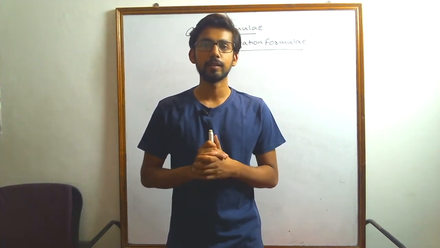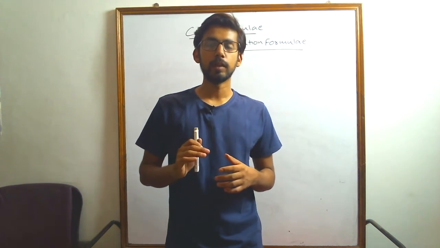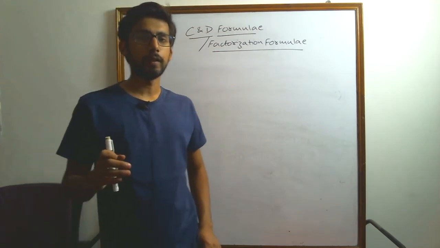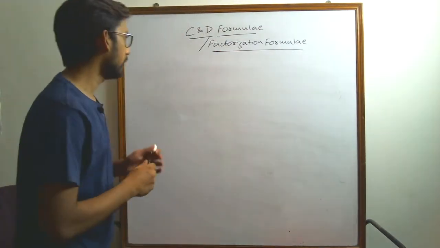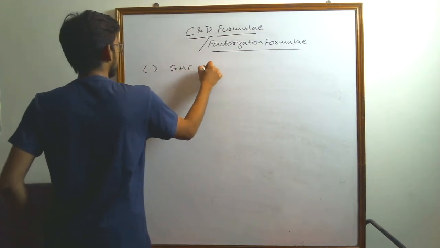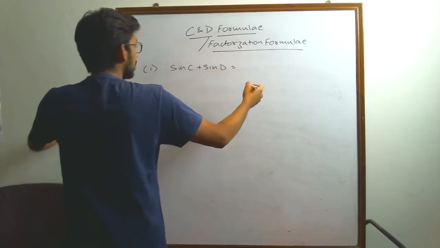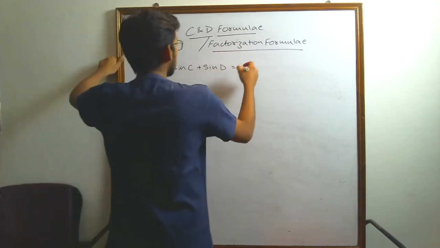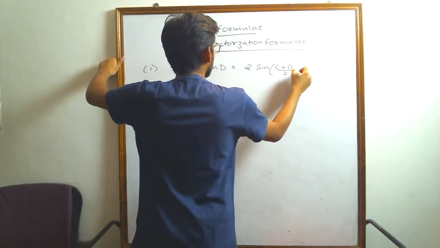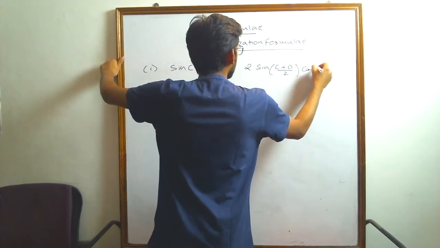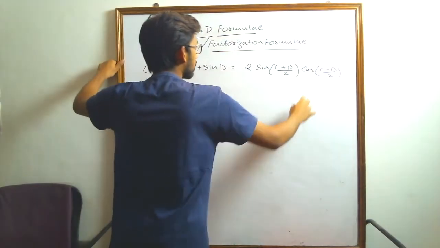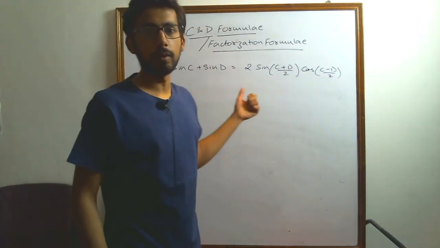My name is Maitray, and in this video we'll be looking at the C and D formulas, or the factorization formulas, in trigonometry. So what are C and D or factorization formulae in trigonometry? Say we have the sum of two trigonometric ratios, say sine C plus sine D. Then this can be written in factorized form, in factors form. So this is 2 sine of (C plus D) by 2 into cos of (C minus D) by 2. So the sum is converted into factors, or the product, by this formula.